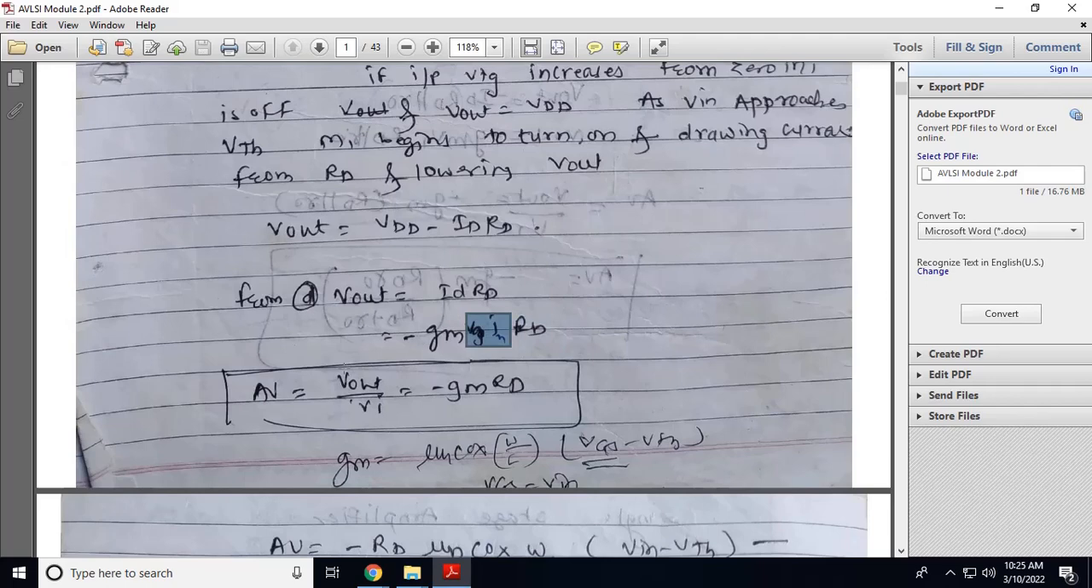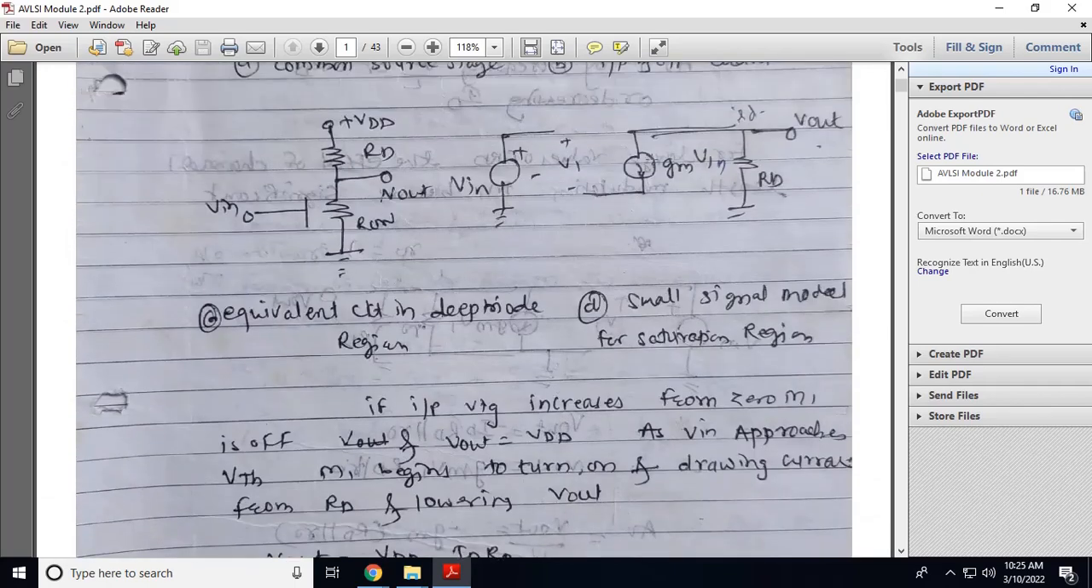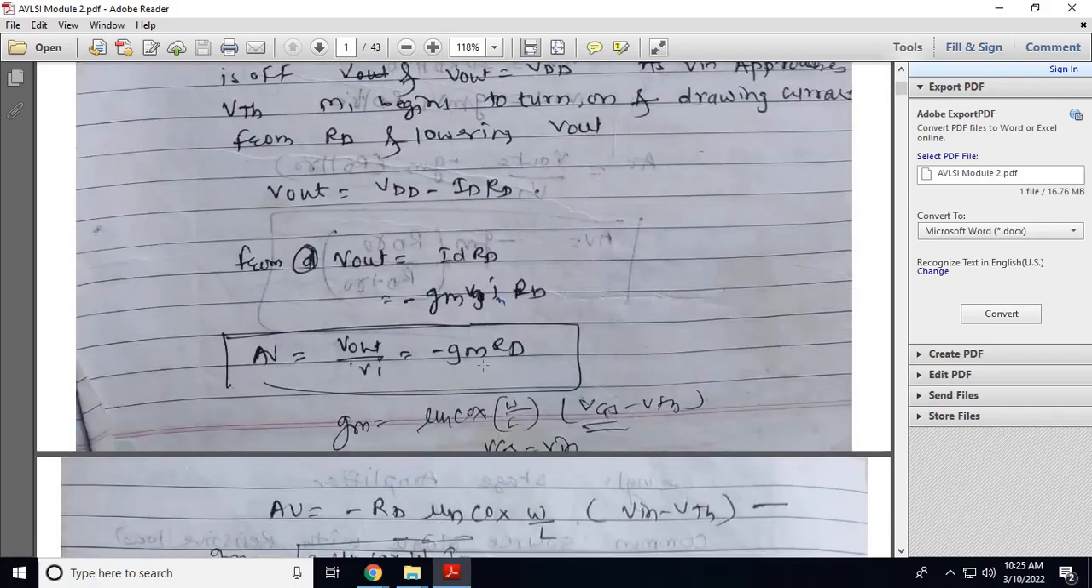So we can take Vin to the left hand side. Vout by Vin is equal to minus gm times RD. So this is the voltage gain equation: Av is equal to Vout by Vin is equal to minus gm RD. This is the voltage gain equation for a common source amplifier with a resistive load. We write output is equal to I times R, where I is ID, which is equal to gm times Vin. We put gm times Vin and take Vin to the left hand side, so Vout by Vin is equal to minus gm RD.